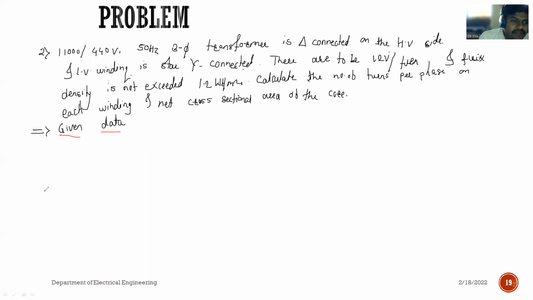Voltage ratio is given, that is 11,000 by 440 volt. The frequency is 50 hertz. It is a 3-phase transformer, delta connected on the HV side, so the HV of the transformer is connected in delta, and the LV winding is star connected. There are to be 12 volt per turn. Okay, what is to be given?